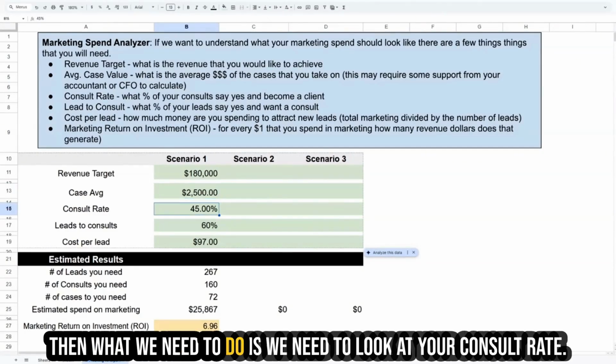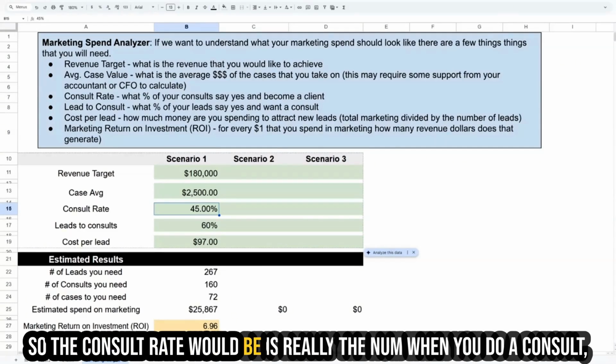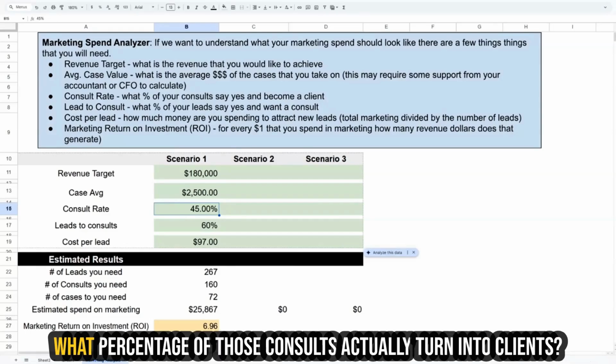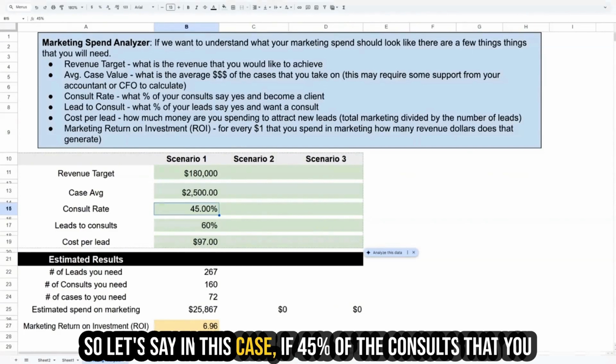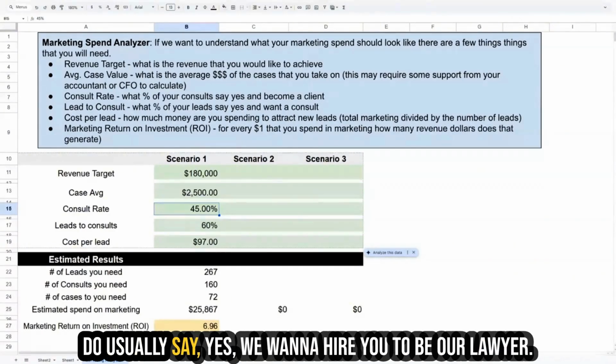And then we need to look at your consult rate. The consult rate is the number of consults you do that actually turn into clients. So let's say in this case, 45% of the consults that you do usually say, yes, we want to hire you to be our lawyer.